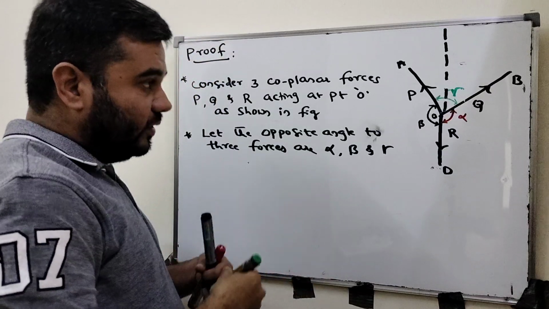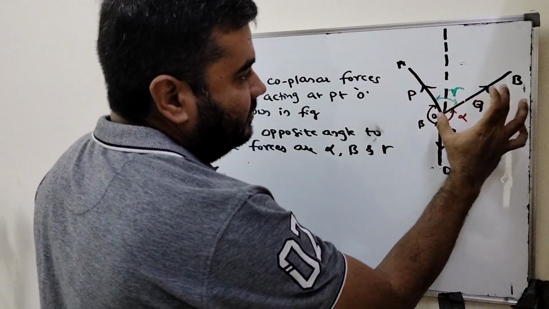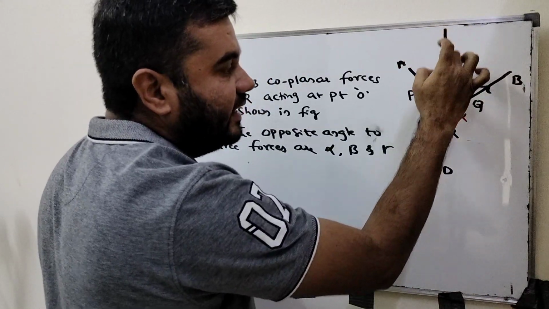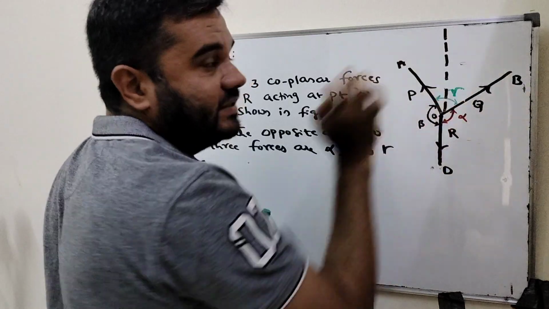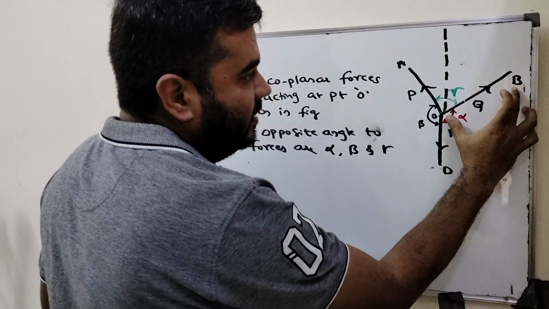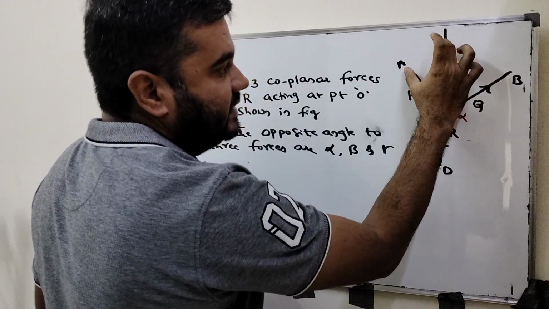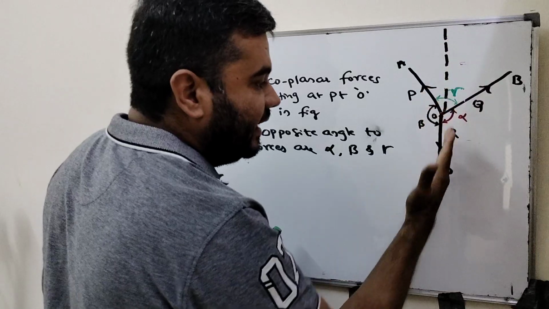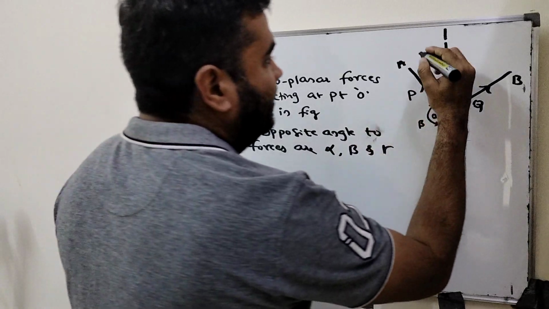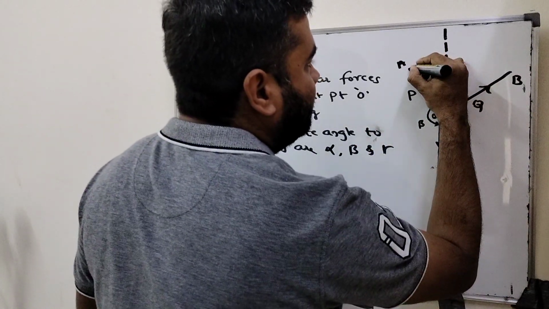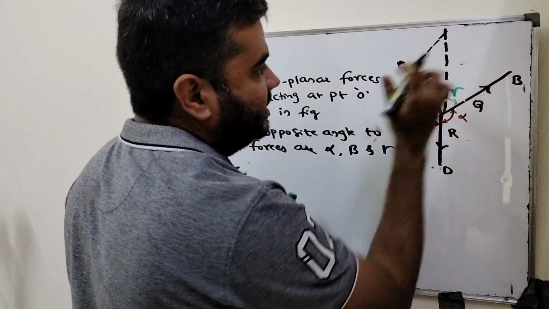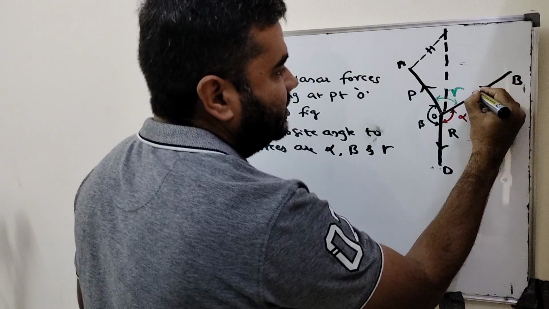Extend OD. Now draw a line OB parallel to AC, which meets the extended line OD at point C. Okay. Here at some point it will meet AC. Just draw a line exactly parallel to it. This is the construction: this one exactly parallel to this one.